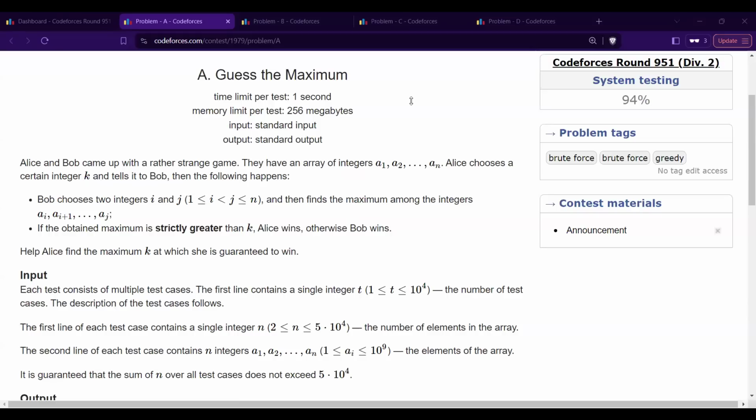Then the following happens. Bob chooses two integers i and j and then finds the maximum among the integers from ai to aj. One thing to note here is i is less than j. Only this thing is important for this problem. If the obtained maximum is strictly greater than k, Alice wins, otherwise Bob wins. So we need to help Alice find the maximum k such that it is guaranteed that Alice will win.